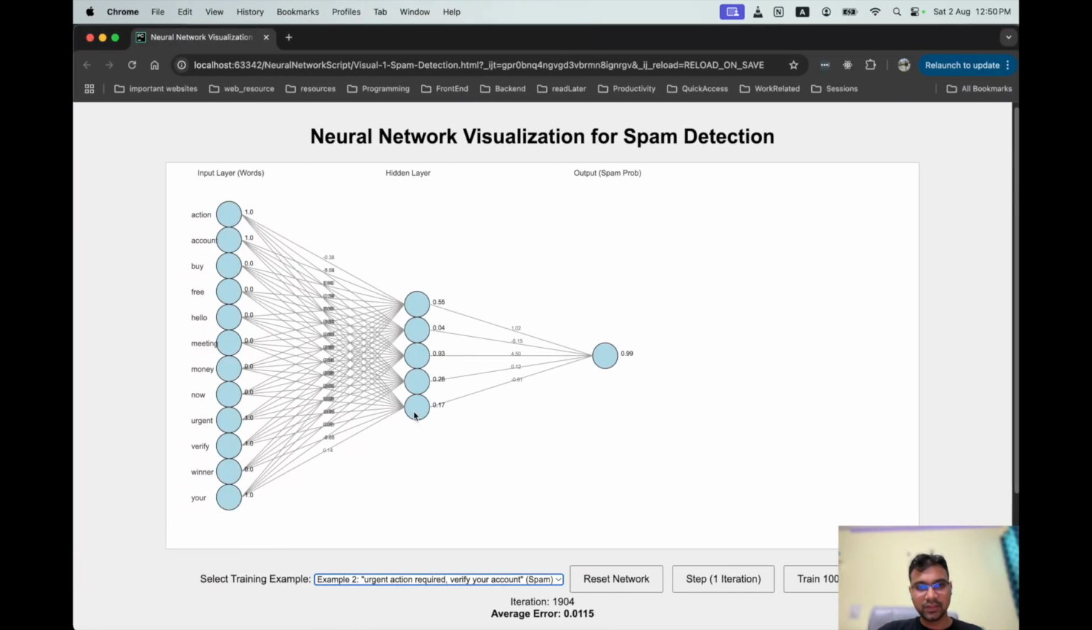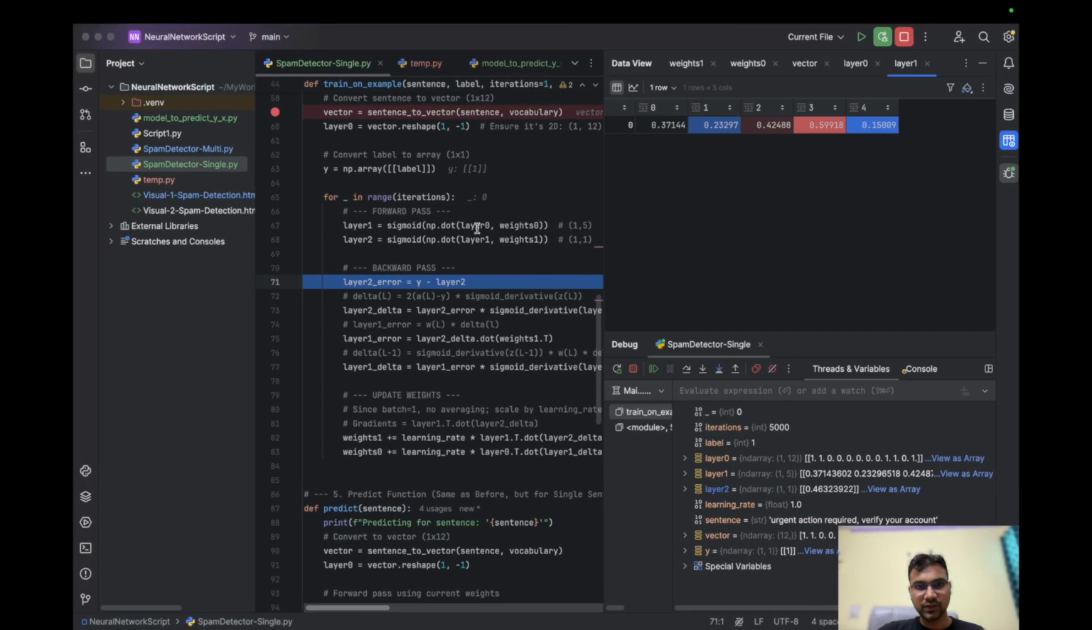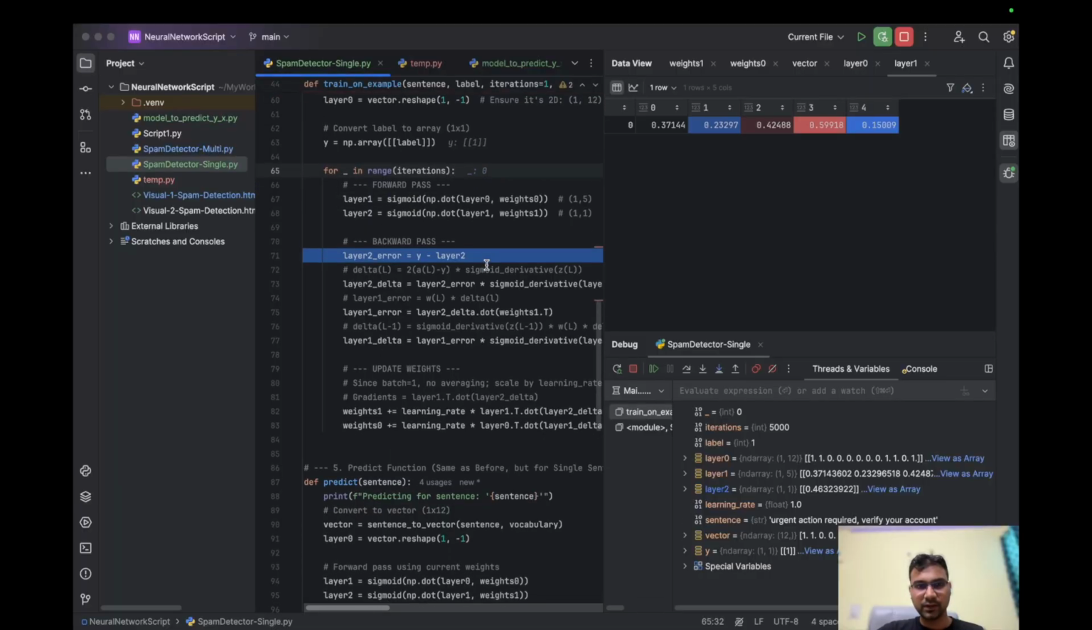These activation values are calculated using forward propagation, multiplying the weights by the activation values. The same we are doing here. This is a dot product of the layer as well as the weights, and passing it then through the sigmoid function to normalize it, which is the same as we have seen, right? Now the layer 2 values are computed from layer 1. Layer 2 is our final value.